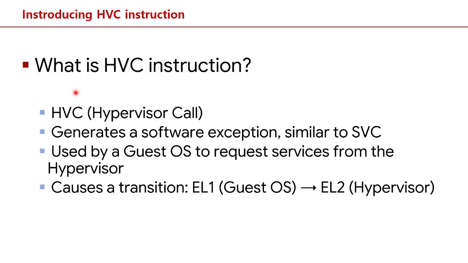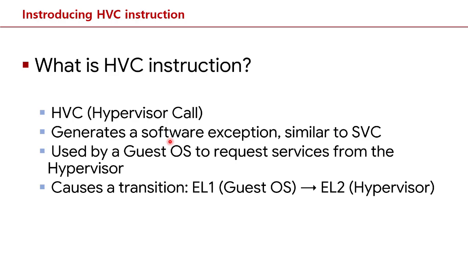Now, let's look at how the HVC instruction is executed. The HVC assembly instruction is called hypervisor call. In practice, many system software engineers call HVC a hypervisor call. And just like the SVC assembly instruction, HVC is an exception generating assembly instruction.